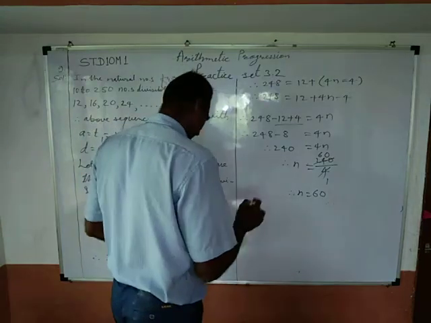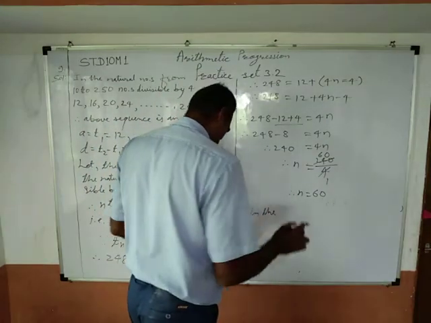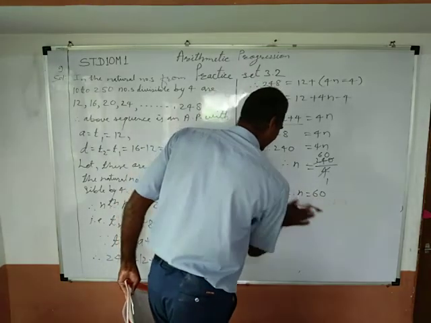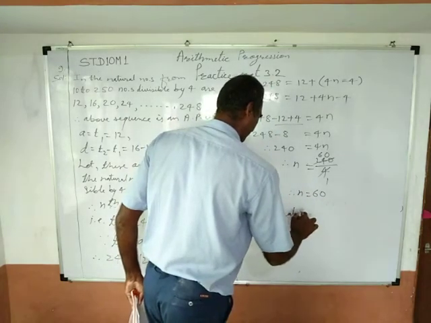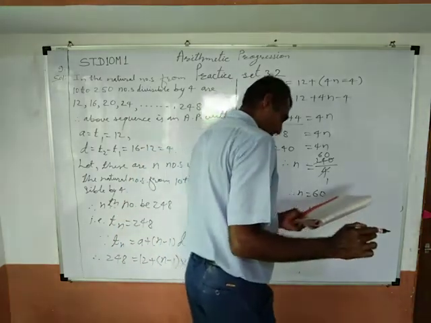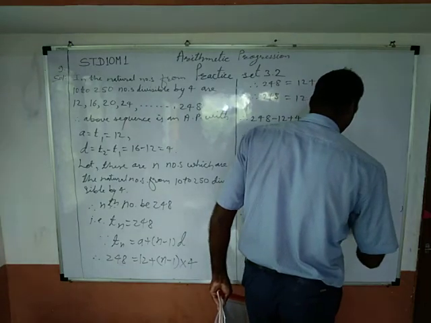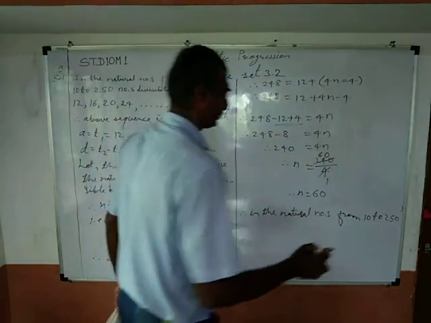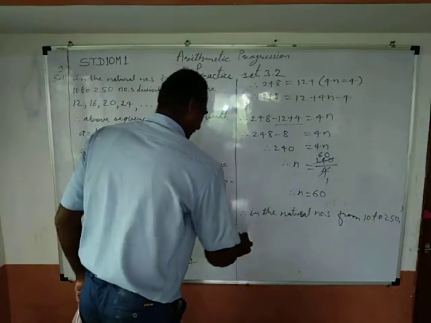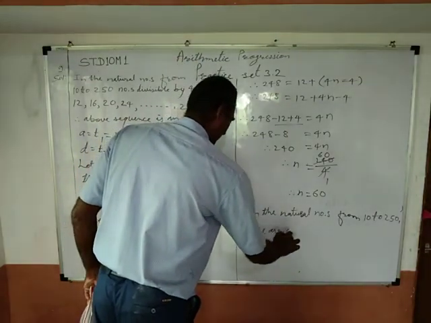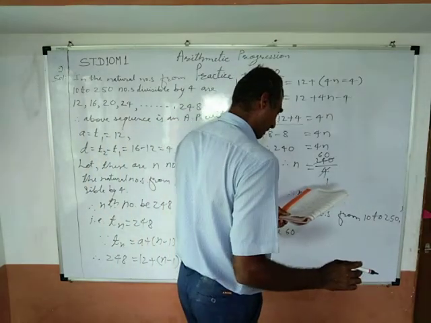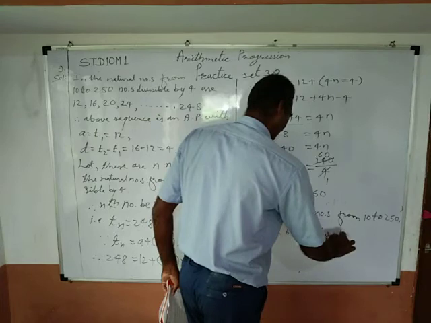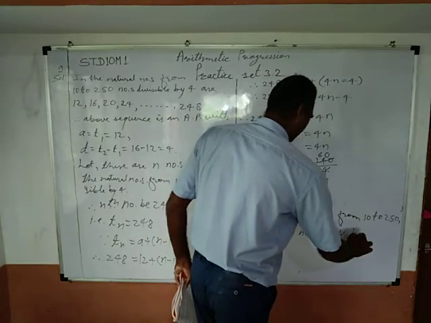Therefore, in the natural numbers from 10 to 250, there are 60 numbers divisible by 4.